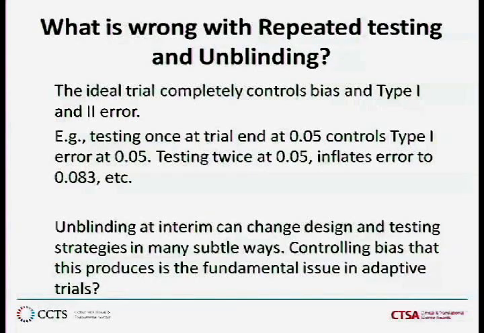So what's wrong with repeated testing? I think everybody here knows you can't just keep testing the same hypothesis over and over again as you accumulate data and expect that you won't throw a type 1 error.